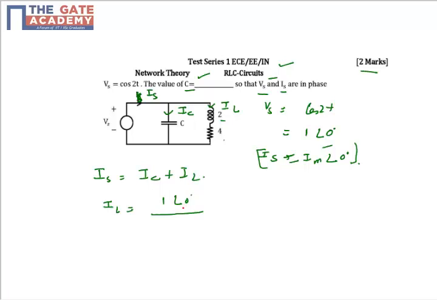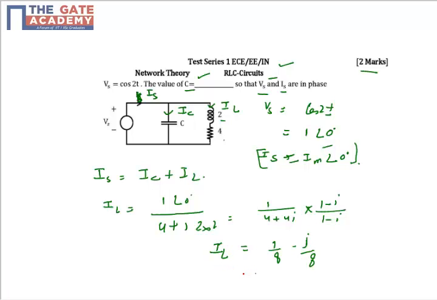1 into 0 upon, let's take the impedance. Impedance is R plus j omega L. So R is 4 plus j omega L. Omega is 2, from cos 2t, so 2 into 2, so it will be 1 by 4 plus 4j. Just take the 4 common and multiply with 1 minus j upon 1 minus j. You will get the expression as 1 by 8 minus j by 8. This is my IL. Okay.